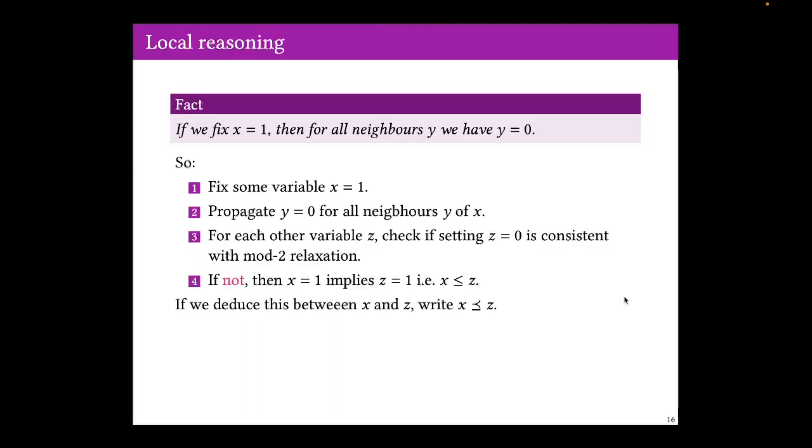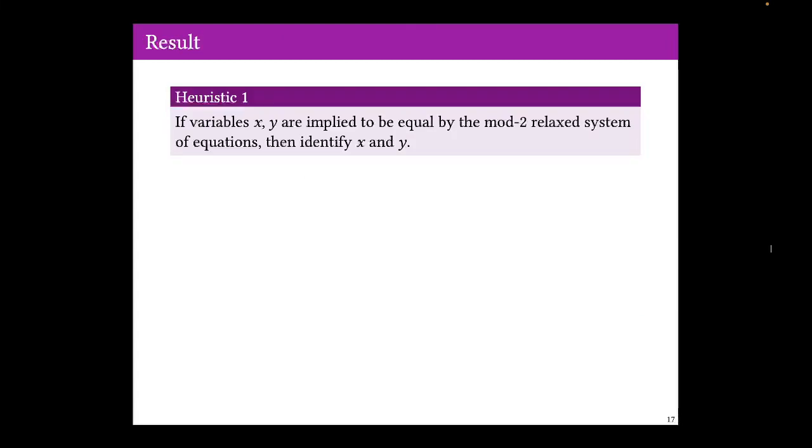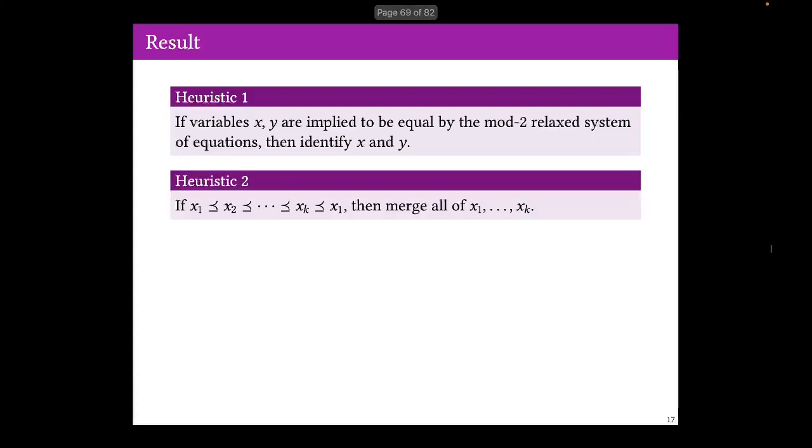If we deduce this between x and z, let's write down this curly less than between x and z. Heuristic 2 says the following: if we have a cycle in these implications, then we can safely merge all of the variables in the cycle. So, let's recall. Heuristic 1 says, merge things implied to be equal by the mod 2 system of equations. Heuristic 2 says, if there's any cycle of implications, merge those variables.